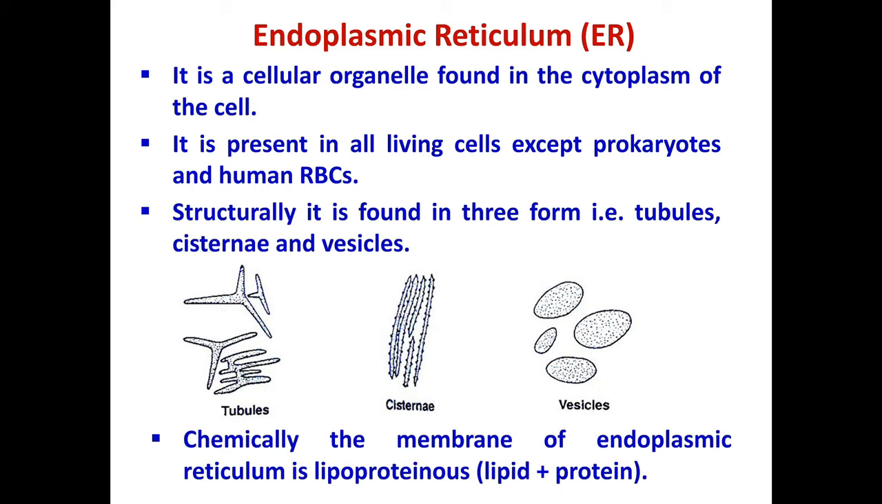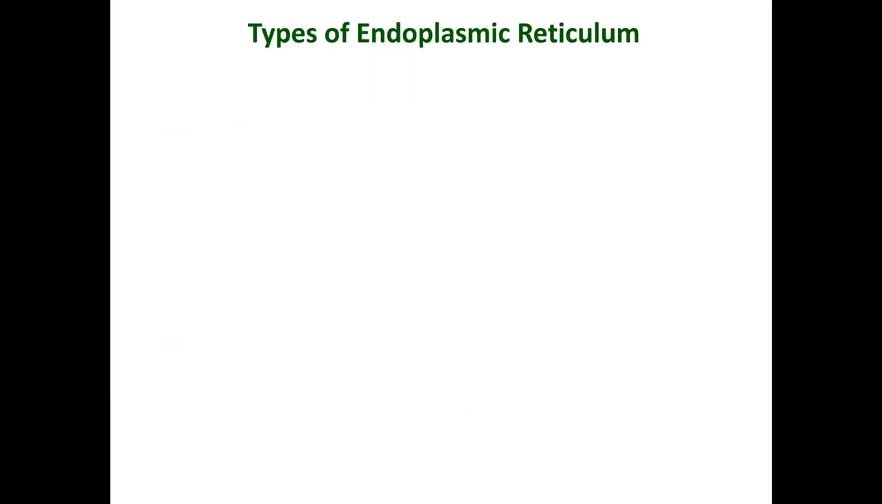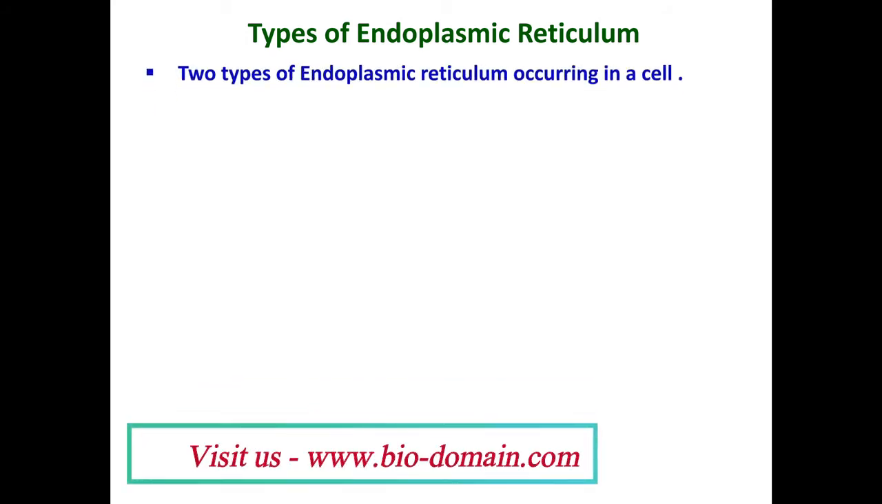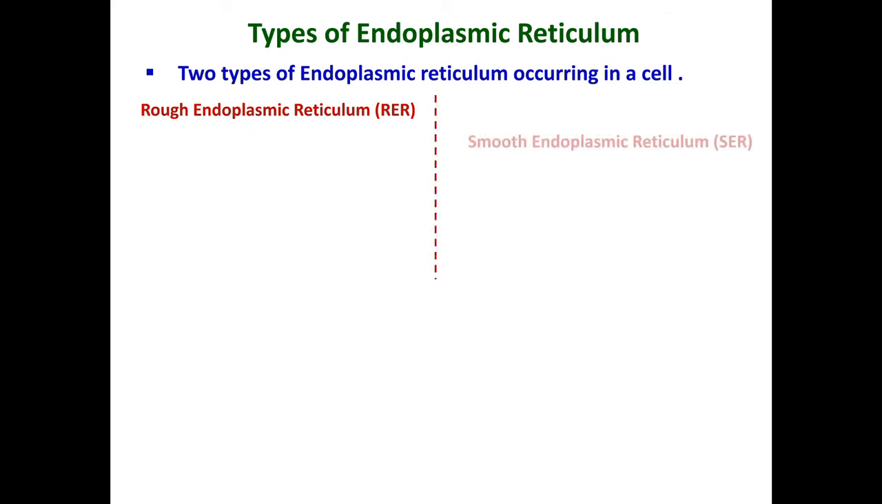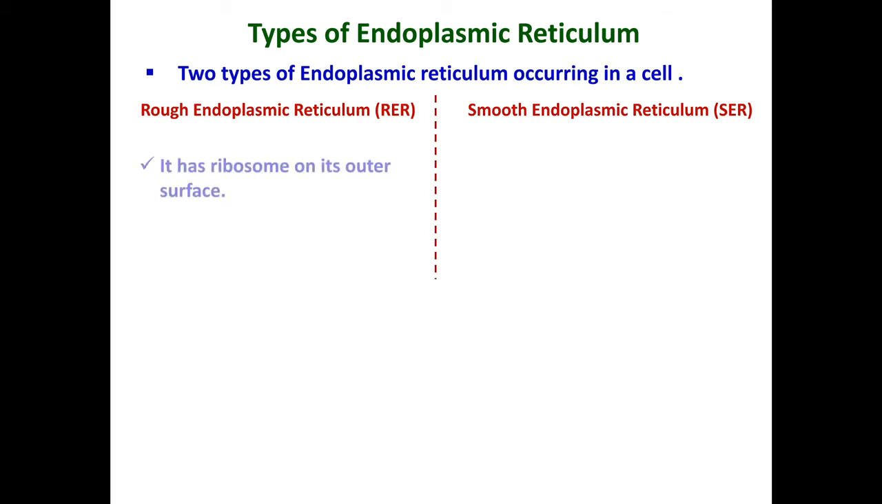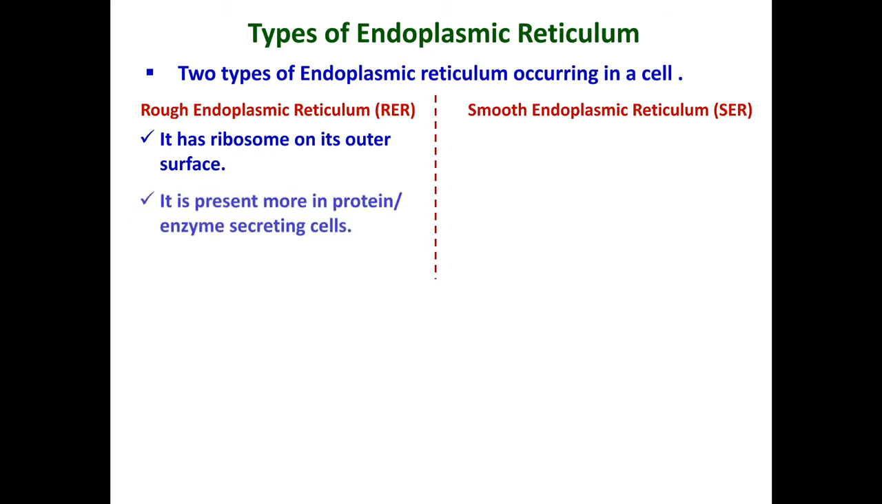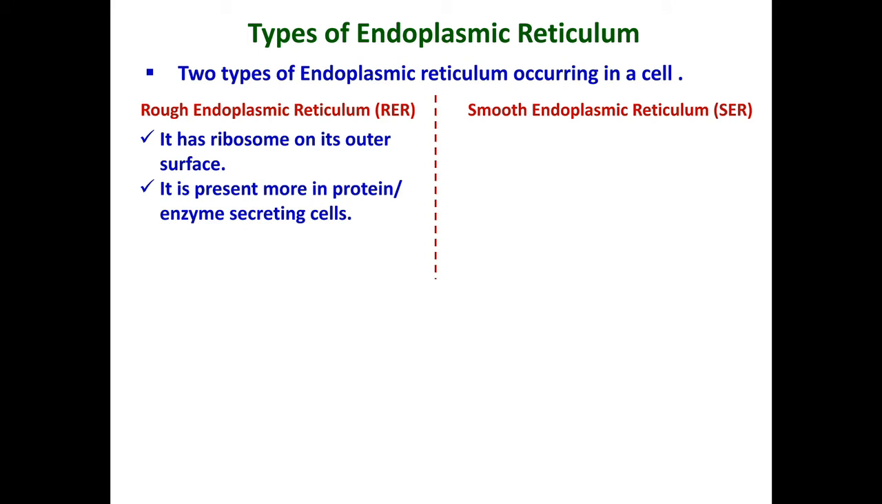So students, now let's know about the types of endoplasmic reticulum. On the basis of presence or absence of ribosome on their surface, endoplasmic reticulum is of two types: rough endoplasmic reticulum and smooth endoplasmic reticulum. Rough endoplasmic reticulum has ribosome on its outer surface. That's why it is known as rough endoplasmic reticulum. Rough endoplasmic reticulum is present more in protein or enzyme secreting cells. So they are involved in the synthesis of proteins.